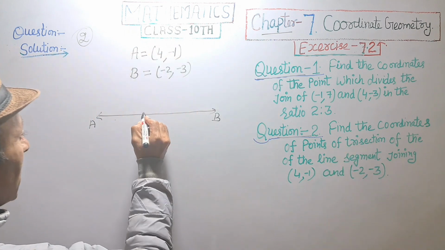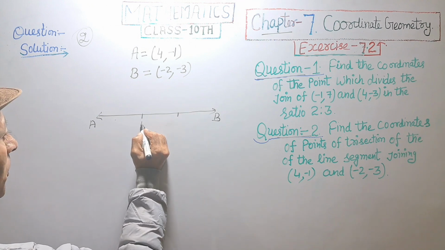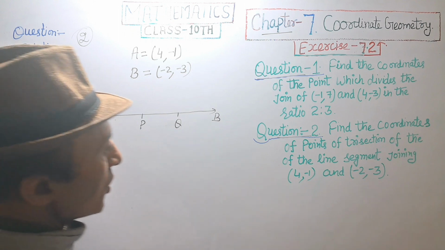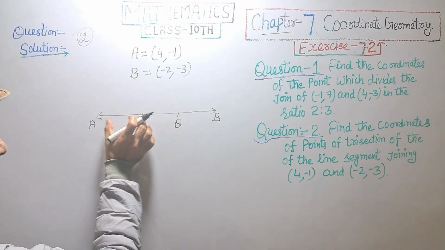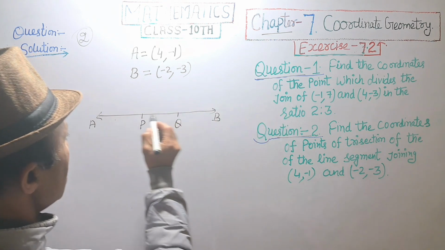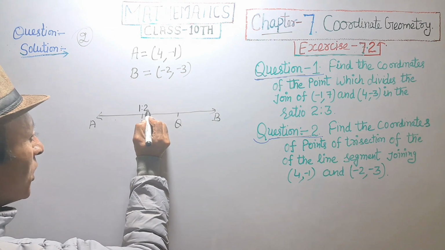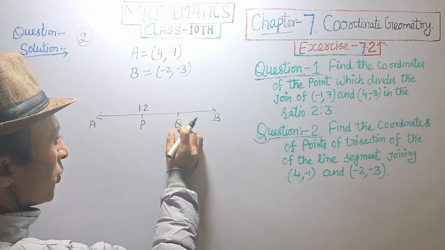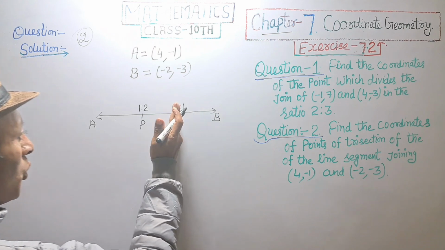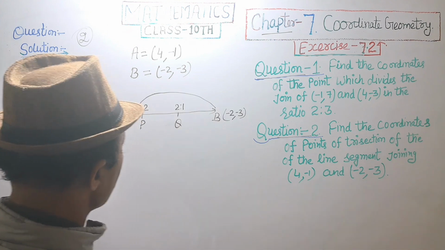Trisection means the points divide it into 3 equal parts, P and Q. So in AB, one part is on the left side and 2 on the right, so the ratio for P will become 1:2. And for Q, 2 parts on the left side, 1 on the right, so the ratio will become 2:1.